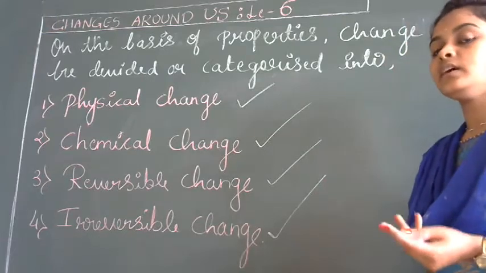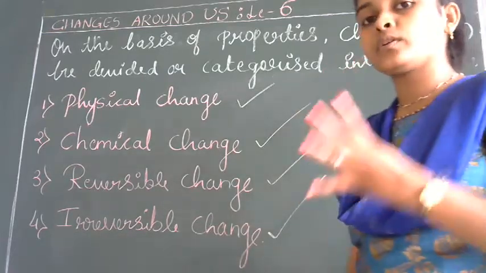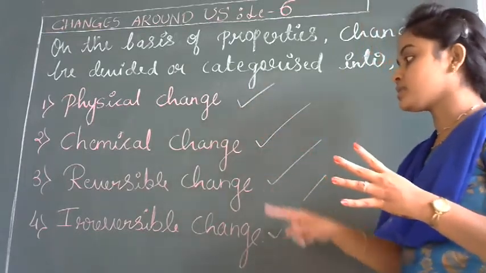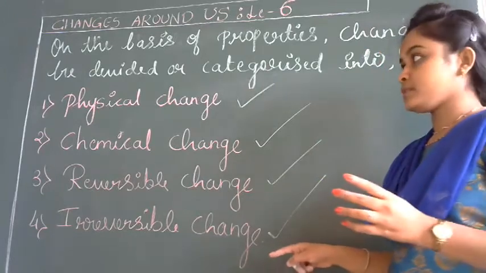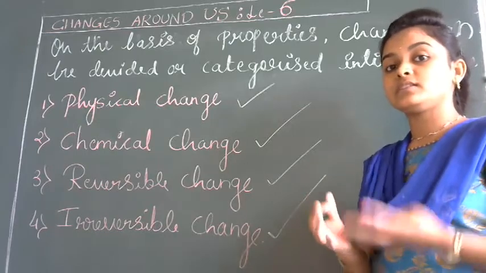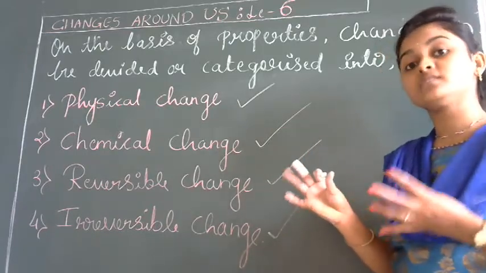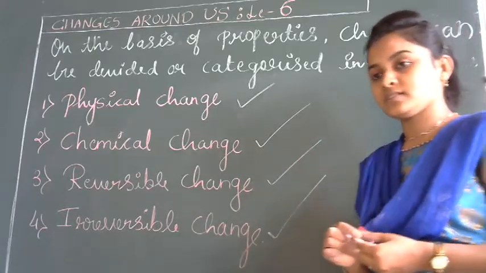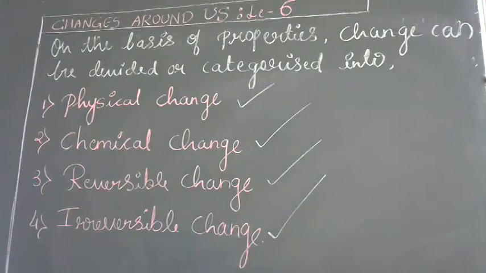So in this lesson, we will be studying four types of changes. They are physical change, chemical change, reversible change and irreversible change. One by one we will study what these changes are and we will discuss some examples so that you will understand what all these changes are and when they take place. Okay. So remember, these are some of the changes we have grouped into four types.